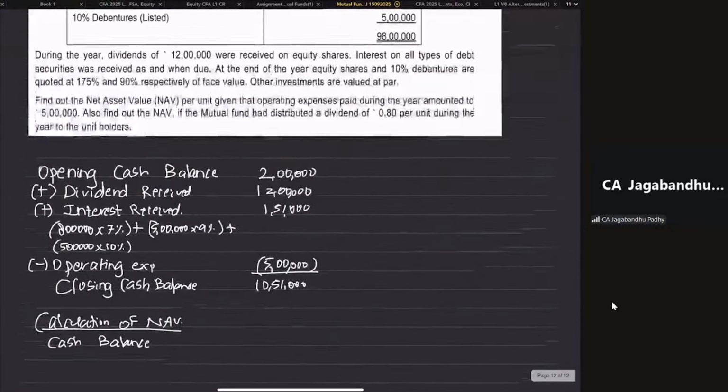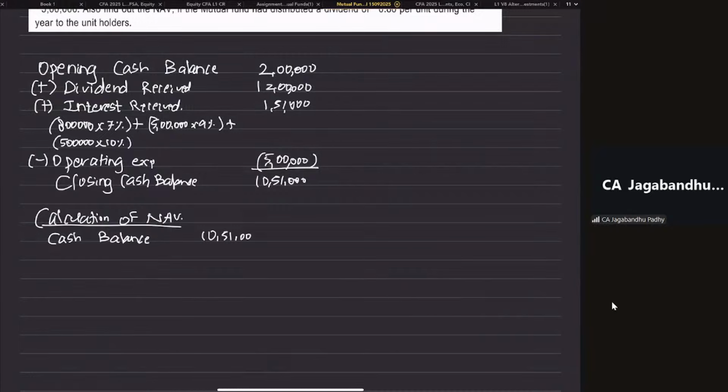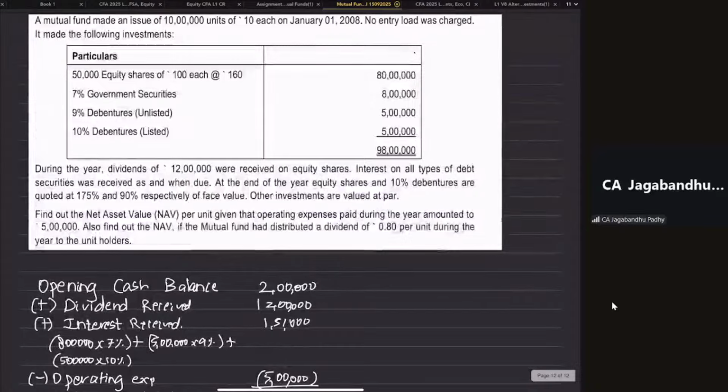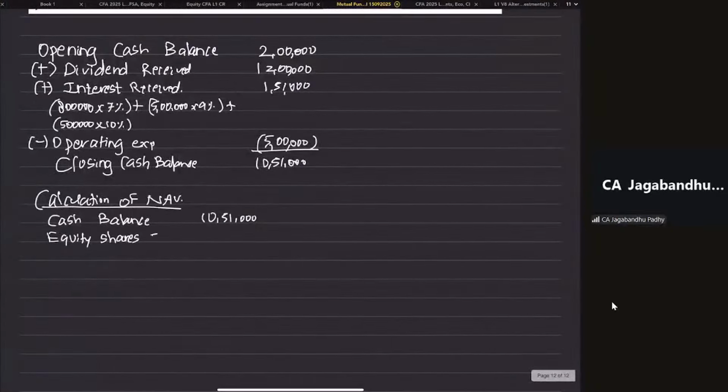So cash balance is 10 lakh 51,000. We need to add to it the value of equity shares. So equity shares is going to be 50,000 into 175, which is 87 lakh 50,000.